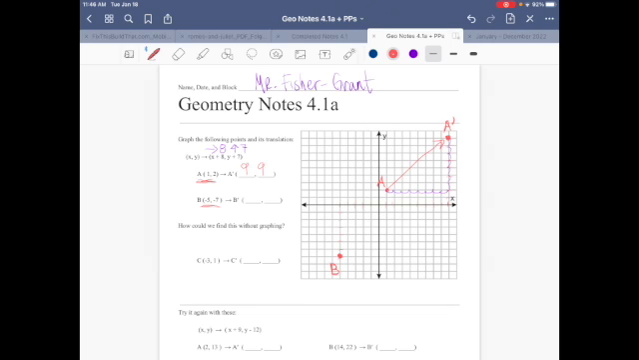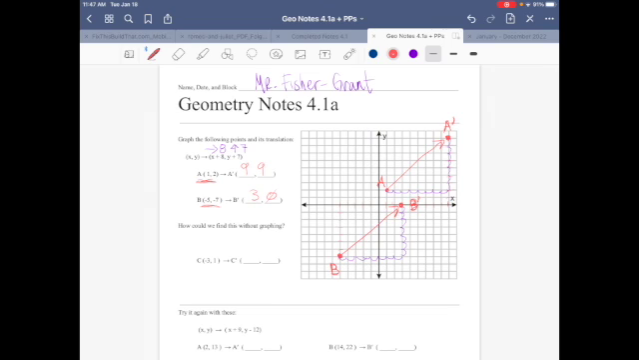So let's try the same thing with B. We're going to the right 8. 1, 2, 3, 4, 5, 6, 7, 8. Then up 7. 1, 2, 3, 4, 5, 6, 7. So B prime is going to be right there. That's B prime. So we moved B to B prime. That new coordinate is at positive 3, 0.